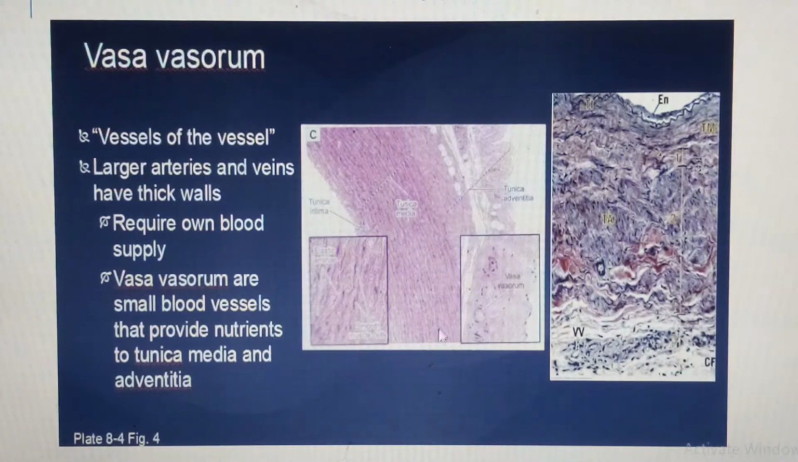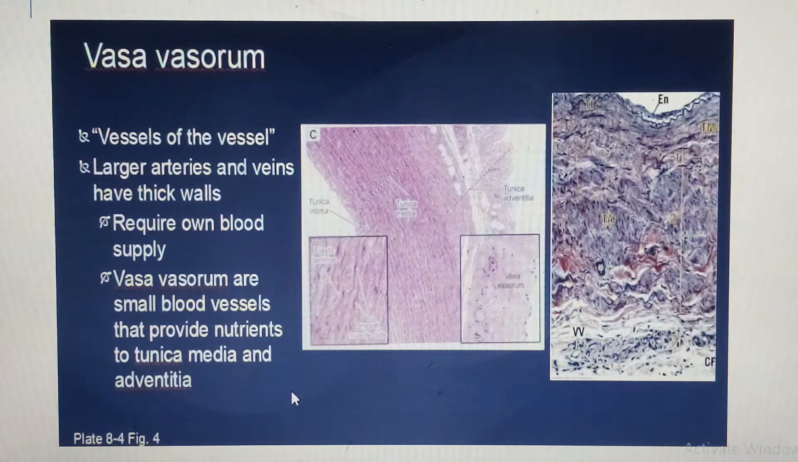But what we find is that for these large arteries and large veins, because their wall tends to be a bit thicker, the blood flowing through them may not be able to supply the various tunics of the blood vessel with nourishment. Just like the heart has the largest vasa vasorum in the human body, being the coronary arteries, supplying the heart itself, although it is pumping blood to other body parts, it itself requires that kind of nourishment.